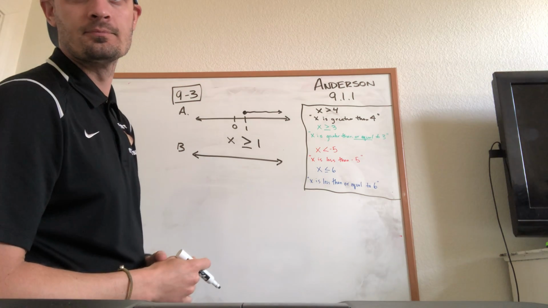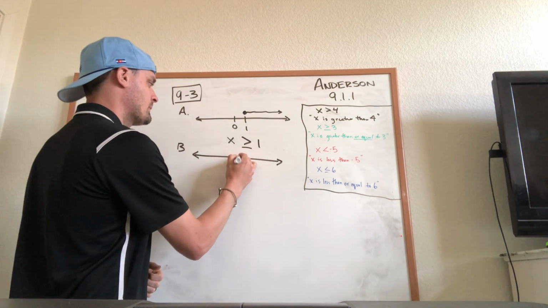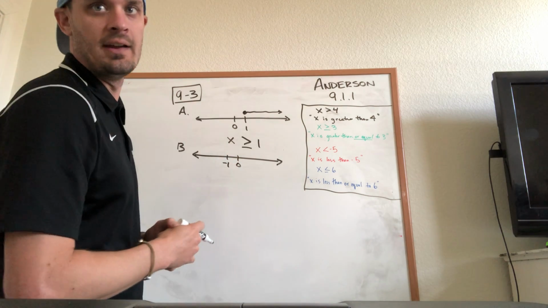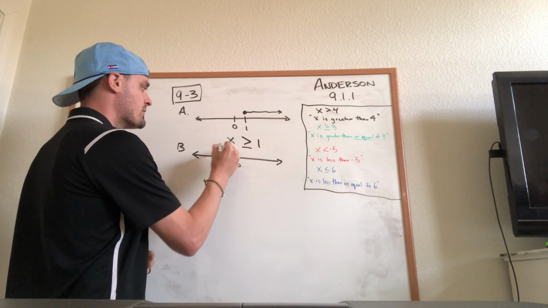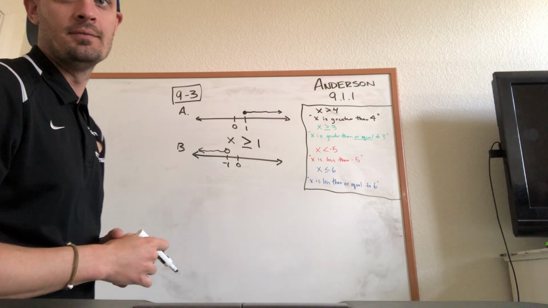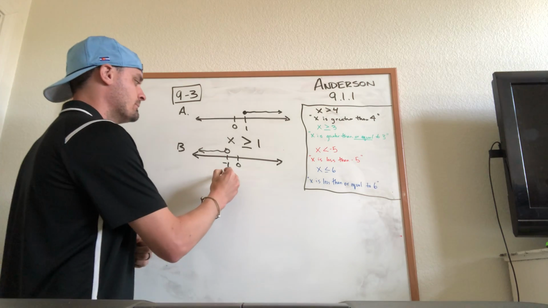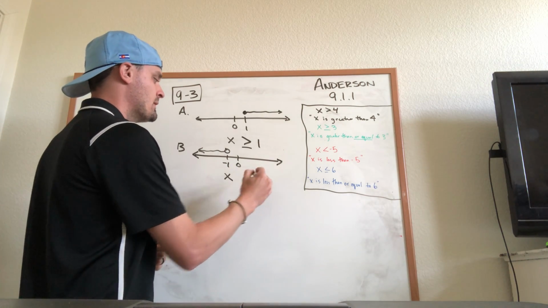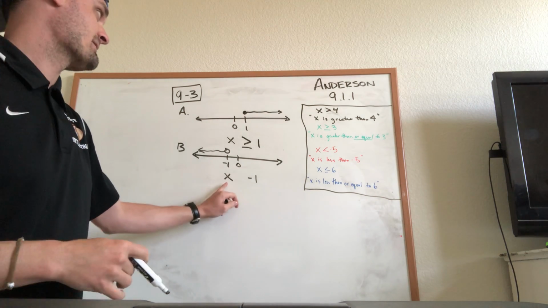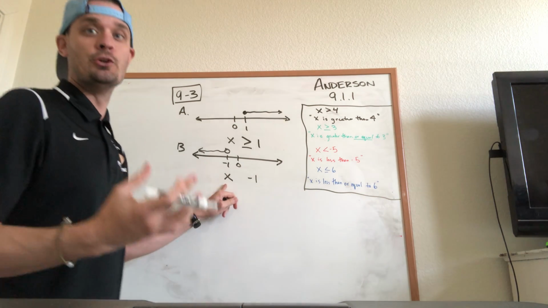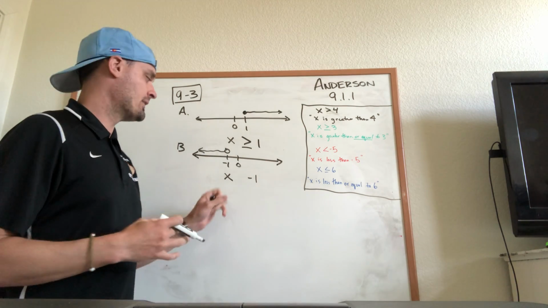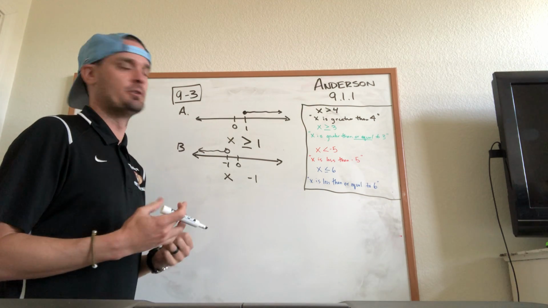B goes over to -1, and they give us an open circle, and they have it going to the left. So here we have x and we have -1. Another thing I always like to do is have x on the left hand side. You can do it either way, you can have it on whatever side you want, it doesn't really matter. If you always keep it on the left side, it's always easier to read.